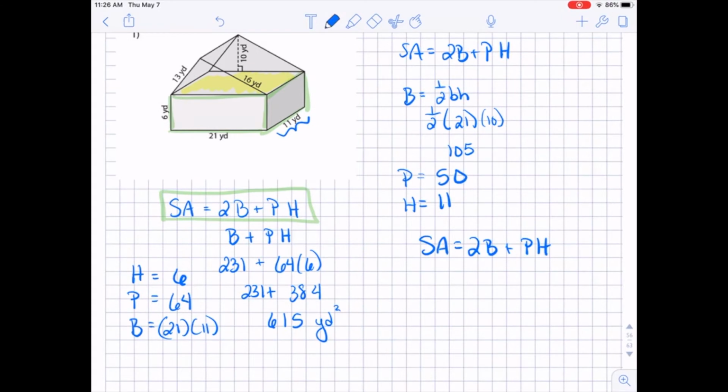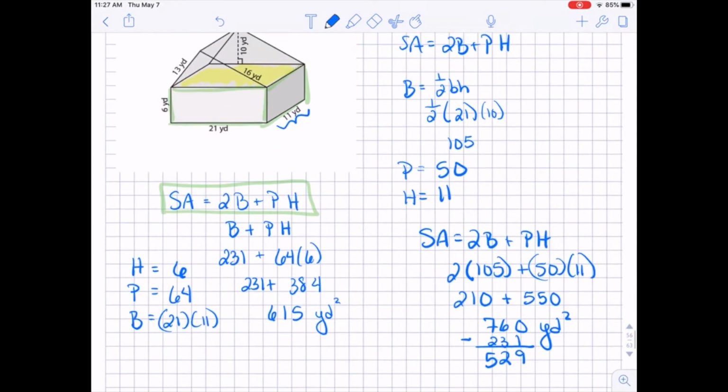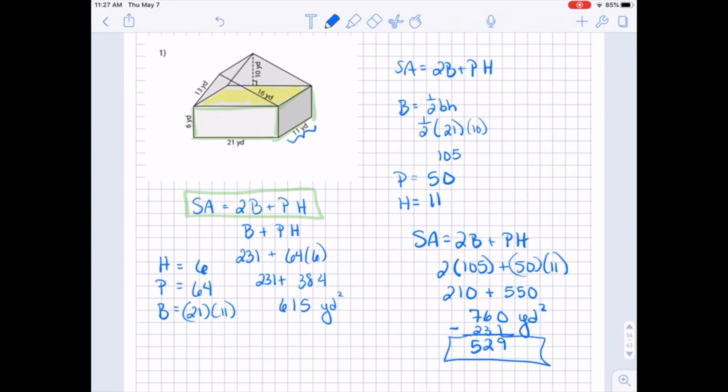So now we're going to put this together, and at the end we're going to have to take away that one piece that's inside the shape, that 21 by 11. Now that we have the surface area of the triangular prism and the surface area of the rectangular prism, we can add them together. And we get 1,144 yards squared.